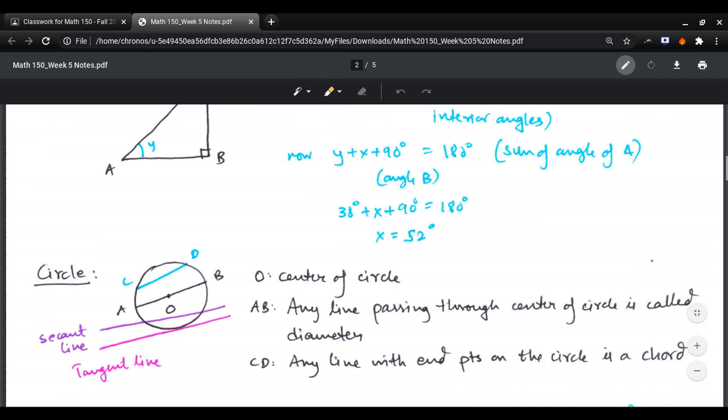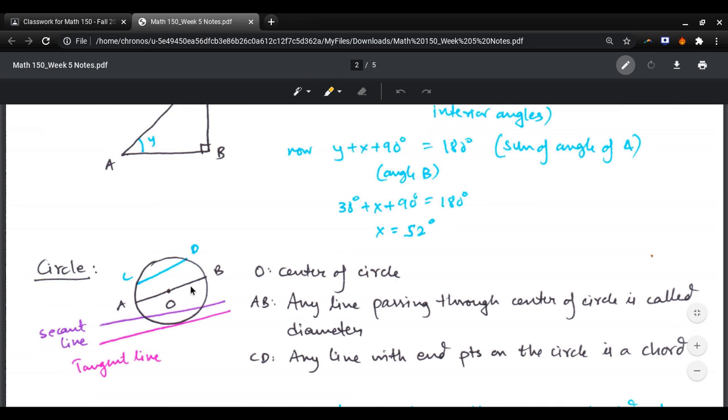The next shape is a circle. Some properties of a circle is you have a center. Any line AB that passes through the center of the circle is called a diameter, and any line with endpoints on the circle is called a chord. So diameter is also a chord, but it's a special chord because it goes through the center. A tangent line, just shown in pink here, is a line that touches the circle at exactly 1 point. And the secant line touches the circle at 2 points.